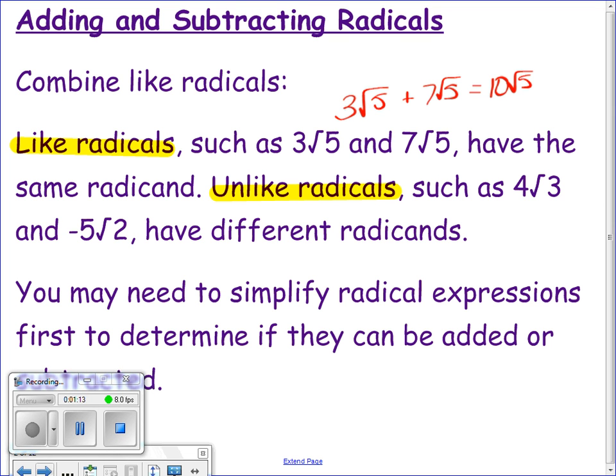So unlike radicals, if I have 4 radical 3 and negative 5 radical 2, they're different. I can't put those together. One's a radical 2, one's a radical 3. That's like having one x and one y. You can't put those together.